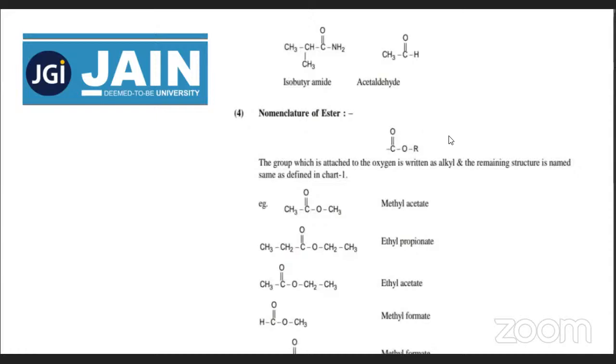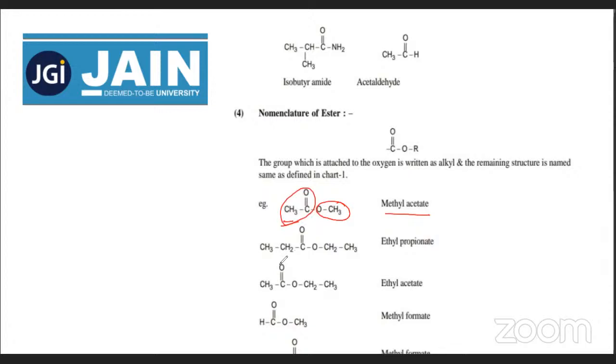Okay, this is nomenclature of ester. Nomenclature of ester is done. Examples are done here again. Nomenclature of ester, it is methyl acetate because I have a methyl group on this side, and then this is the acetate. So we write it as methyl acetate.